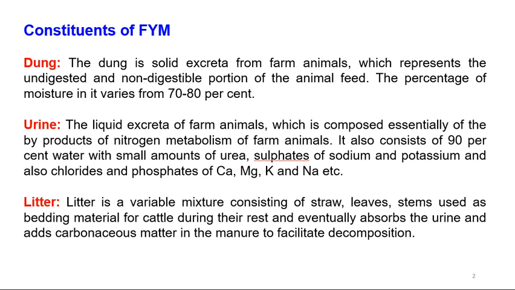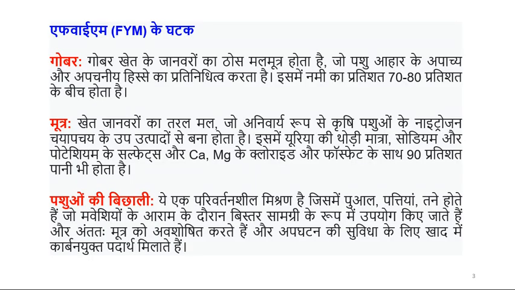Litter is a variable mixture consisting of straw, leaves, and stems used as bedding material for cattle during their rest, and it eventually absorbs the urine and adds carbonaceous matter in the manure to facilitate decomposition.